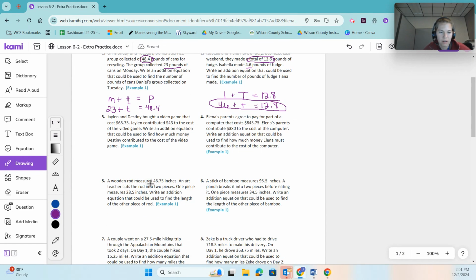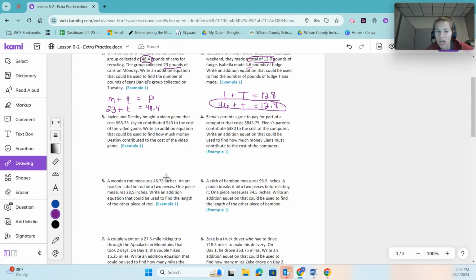Okay, a wooden rod measures 46.75 inches. An art teacher cuts the rod into 2 pieces. Okay, one piece measures 28.5 inches. Write an addition equation that could be used to find the length of the other piece of rod. So there's not really a word here that indicates to you that it's your equals or your total, okay?